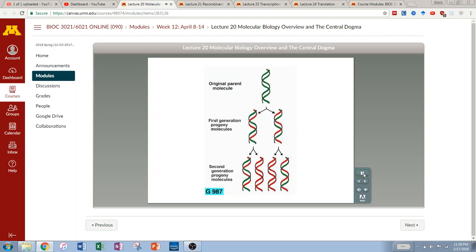After two generations, there are four DNA molecules. Two of the DNA molecules have one of the original parental strands and one newly synthesized strand. The other two DNA molecules have two newly synthesized strands. If further generations were generated, there would always be two DNA molecules with one of the original parental strands and one newly synthesized strand. All the rest of the DNA molecules would contain only the newly synthesized strands.